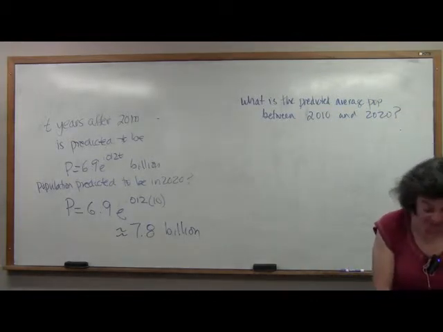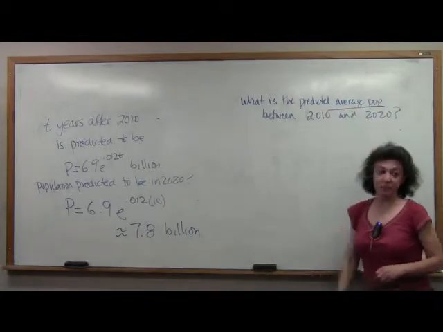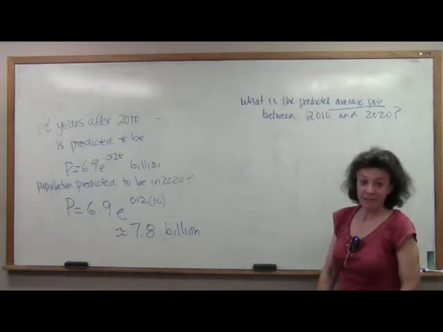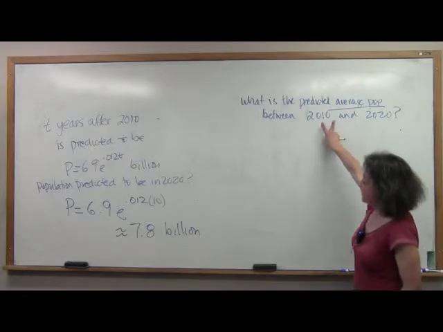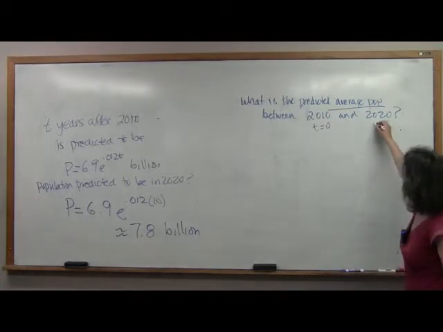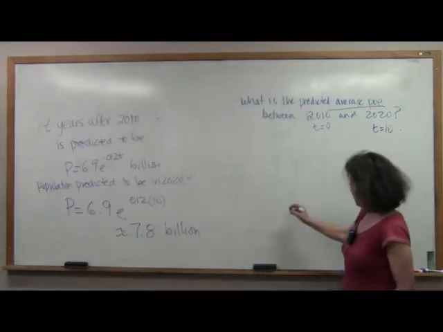Now what I'm asking is different here, okay? Notice I want the average population. So this is where we're going to use our average value formula. Well, we've got to translate this. Notice in 2010, t equals 0, and in 2020, t equals 10. So we'll use our formula.